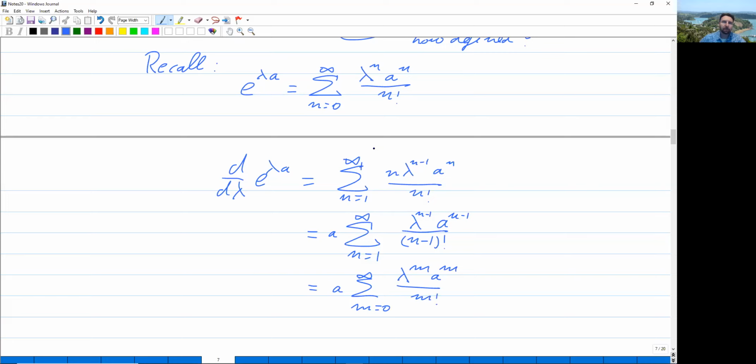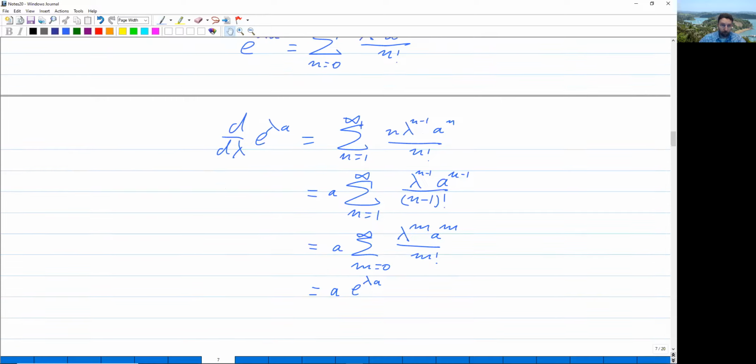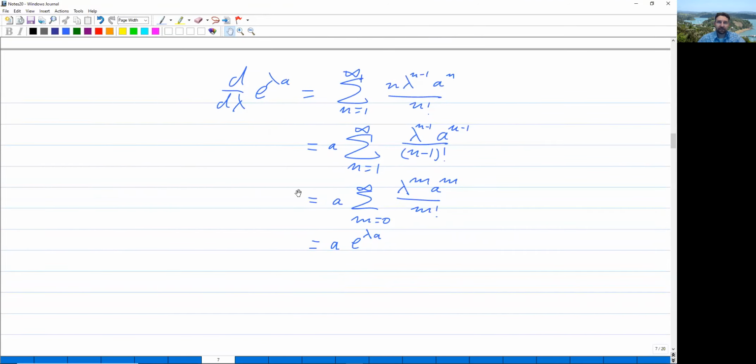But the point I want to make here is that this is equal to a e to the power of lambda a, as expected. You all know that. The point I wanted to make with this is that a is here a mere spectator. At no point in this calculation did we require that a is a number. It might as well be a matrix or an operator. The only thing that we required here is that we can take powers of it.